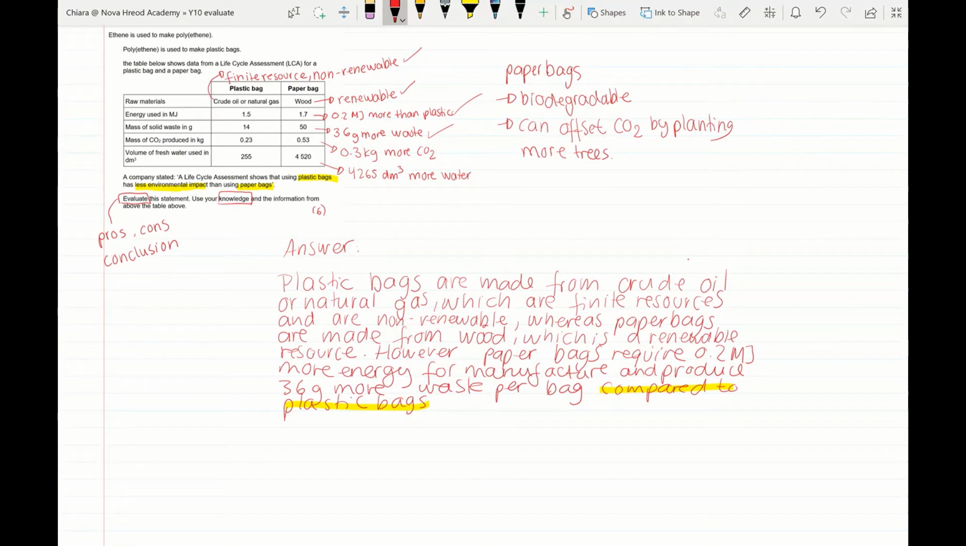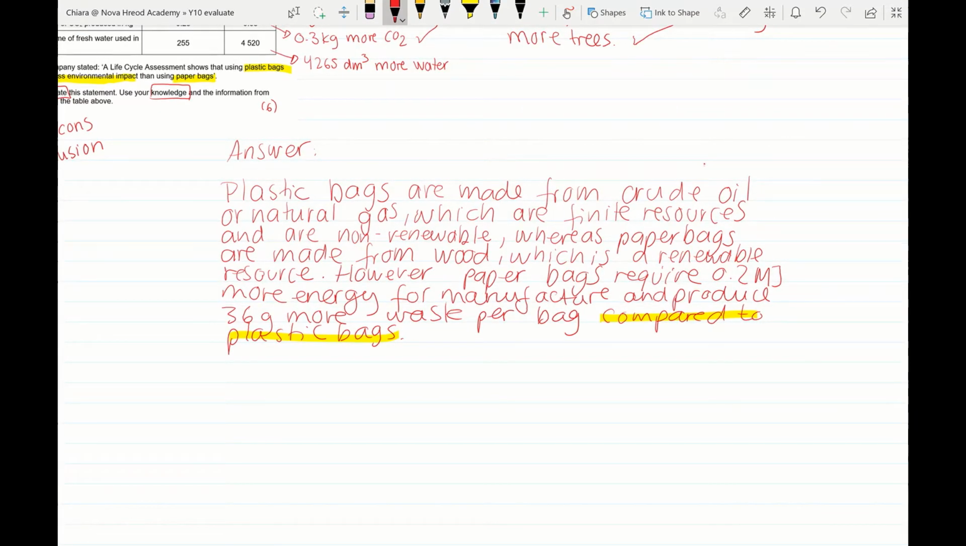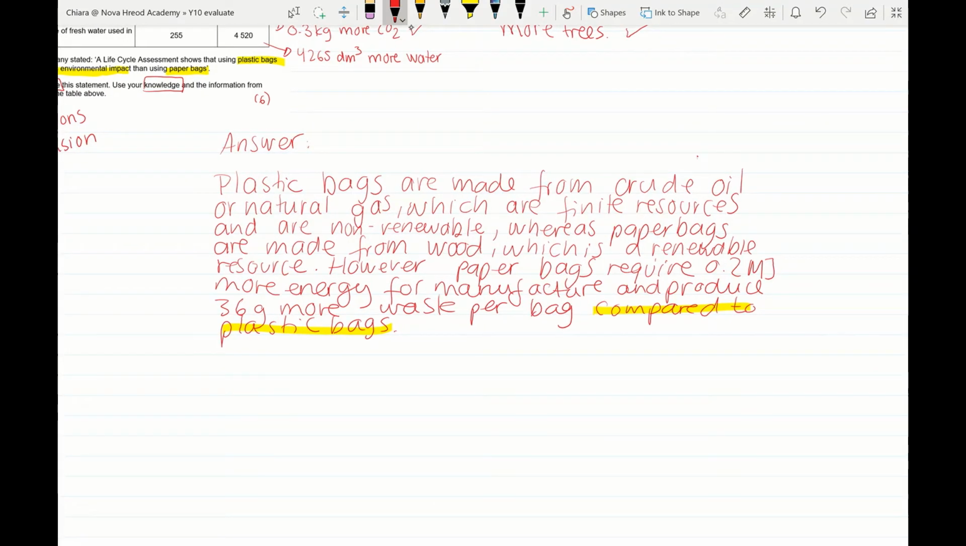So for this last part, I would like to add some of my own knowledge that's not mentioned in the question. Let's say that we're using this point here, that we can offset CO2 by planting more trees. Okay, so I can make a point saying that paper bags create 0.3 kilograms more CO2 than plastic bags, which is covered here, but we can offset it using more trees. We can offset it by planting more trees. So I'm going to link the next sentence with the word additionally, because I'm adding another point.